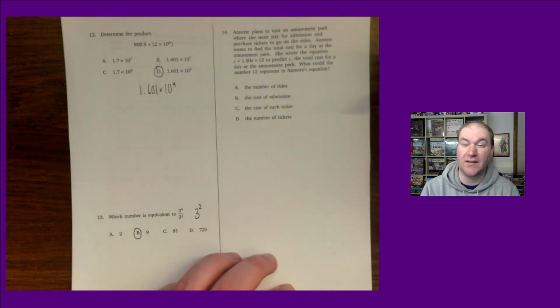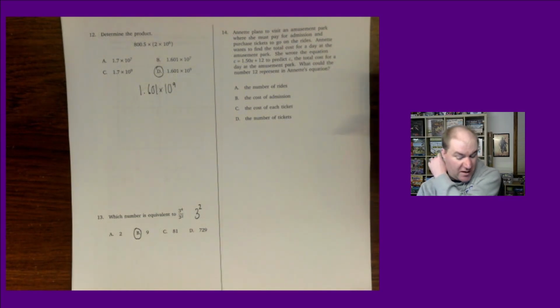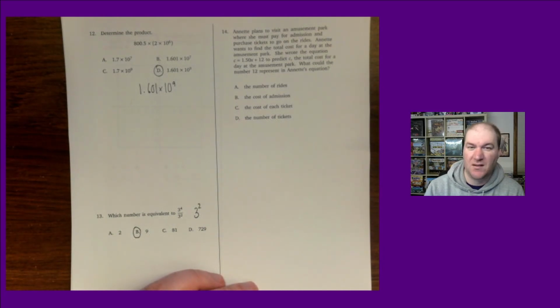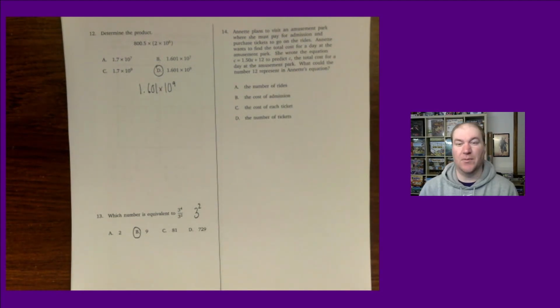The number of rides? I mean, the number of rides in an amusement park could change, but it's not going to change while Annette is there. So it could be A. B, the cost of admission. The cost of admission should not change while she's there, so it could be B. The cost of each ticket, well, that should stay the same. And D, the number of tickets. The number of tickets she purchased, the number of tickets available. I'm not quite sure what that means.